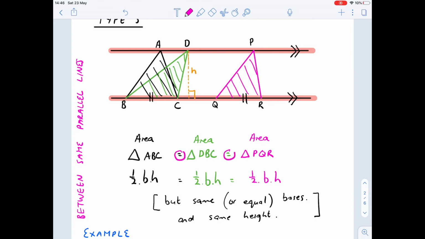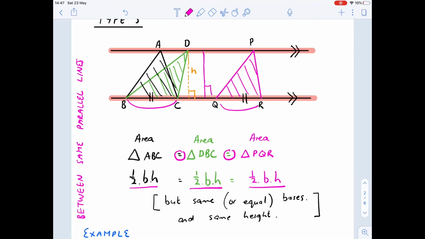Now, they are equal to each other. Why are they equal to each other? Because the area of any triangle is a half times base times height. But their bases, the base BC and the base QR, are either the same base or equal bases. And their heights must also all be the same because they lie between the same parallel lines. So if the bases are the same or equal and they lie between the same parallel lines, the area is the same.